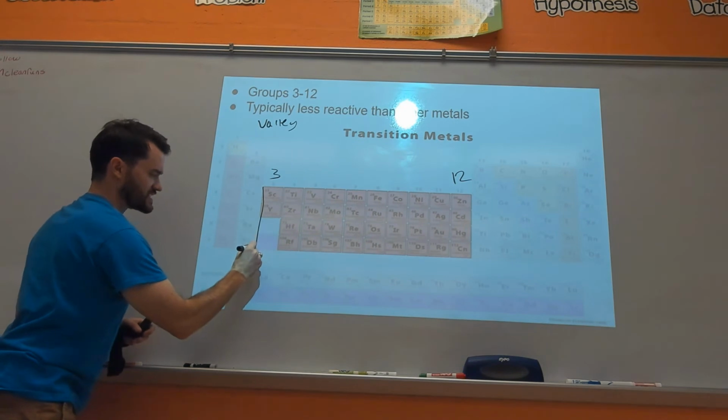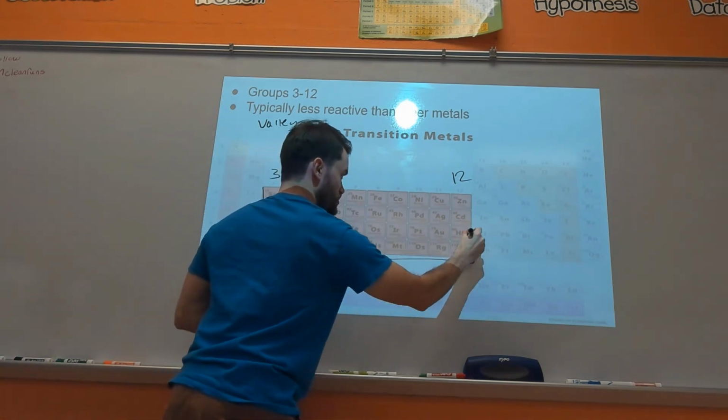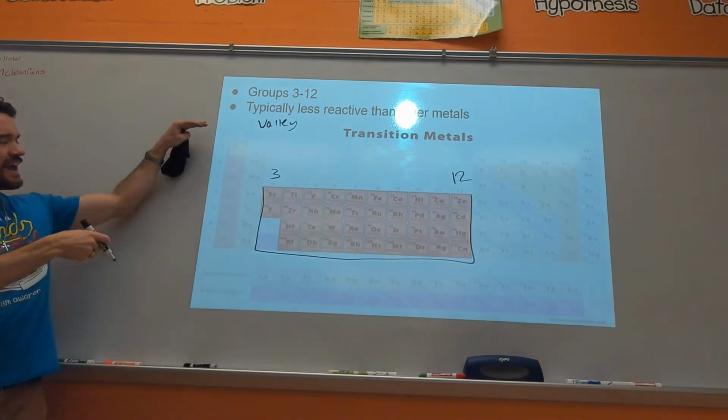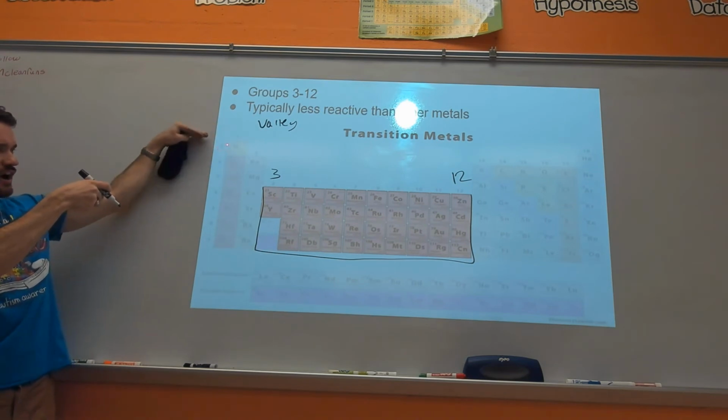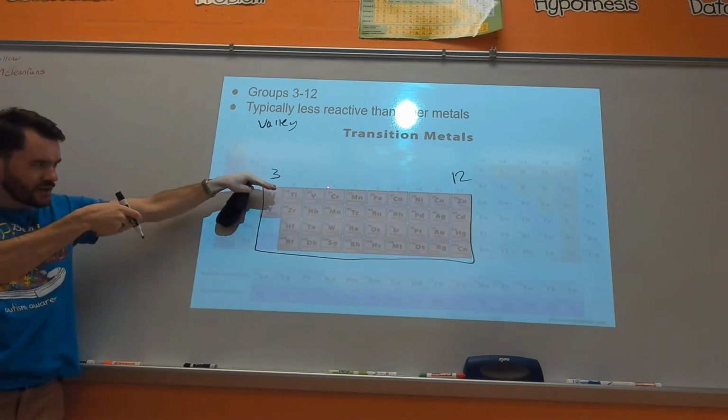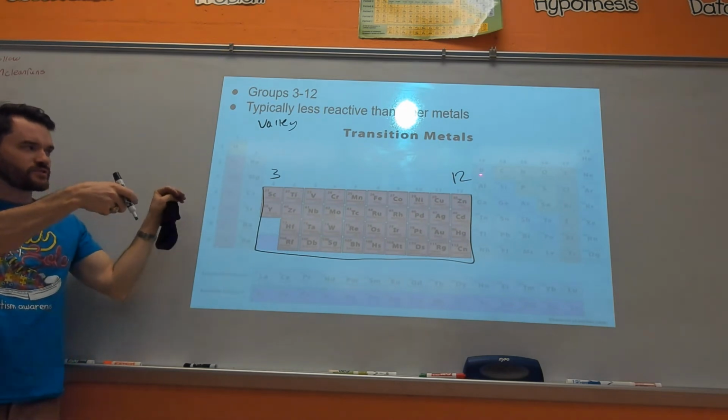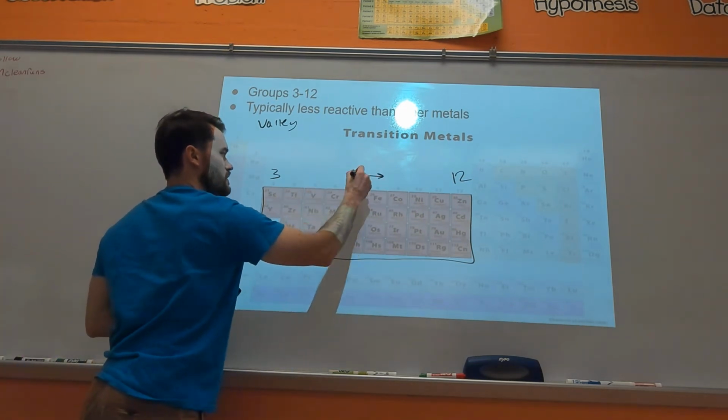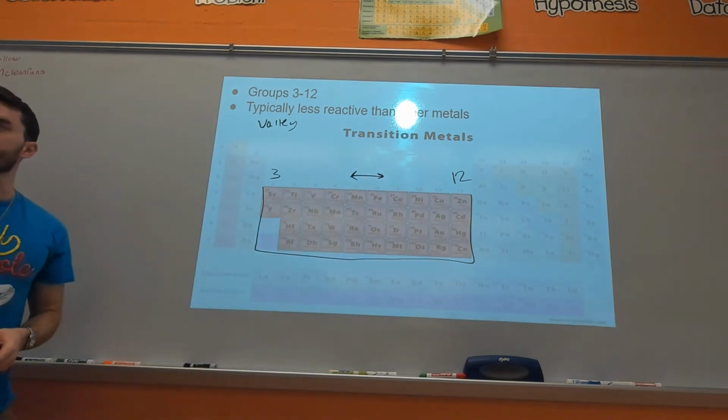And remember, the groups extend all the way down. So it's this whole rectangle here. And I say valley because it's like you're higher up here, then it dips down, and then it goes back up. 3 through 12, that whole thing are the transition metals.